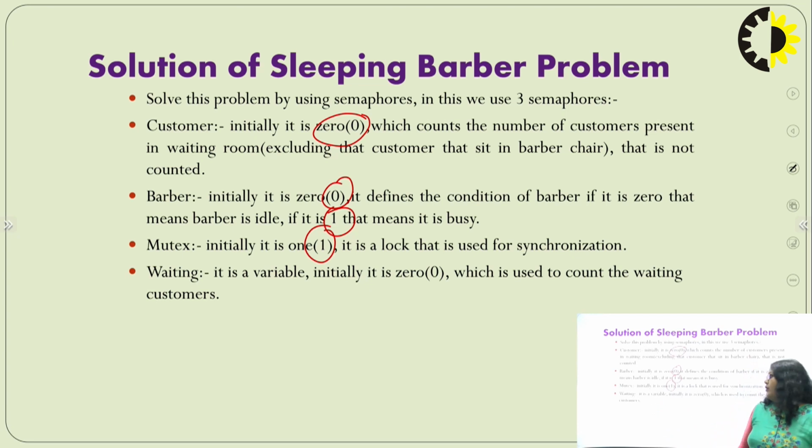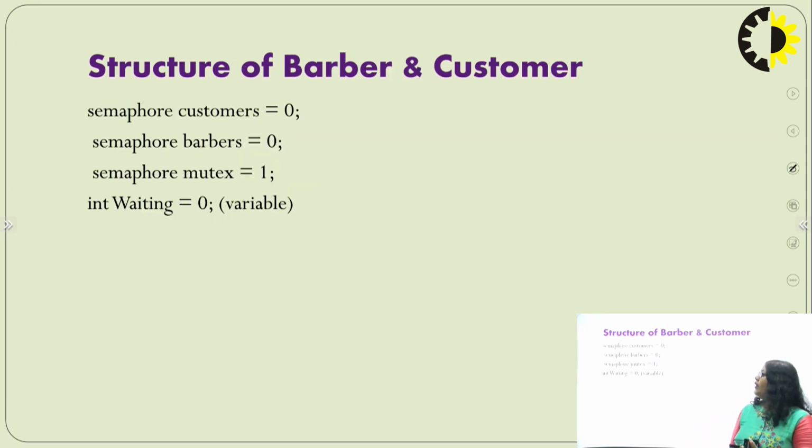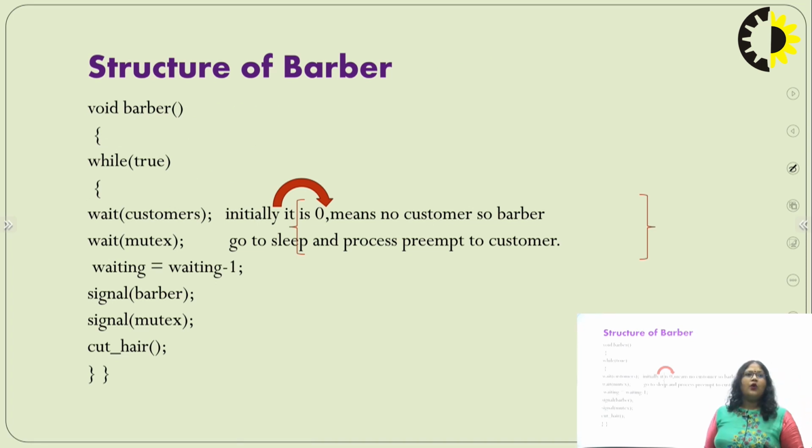Now waiting is a variable. Initially it is 0 because we assume that there is no customer at the initial time. When the customers increase, the waiting state increases according to the customers. So initially, semaphore customer is 0, semaphore barber is 0, semaphore mutex is 1, and waiting is 0. Okay, so this is the code for the barber.